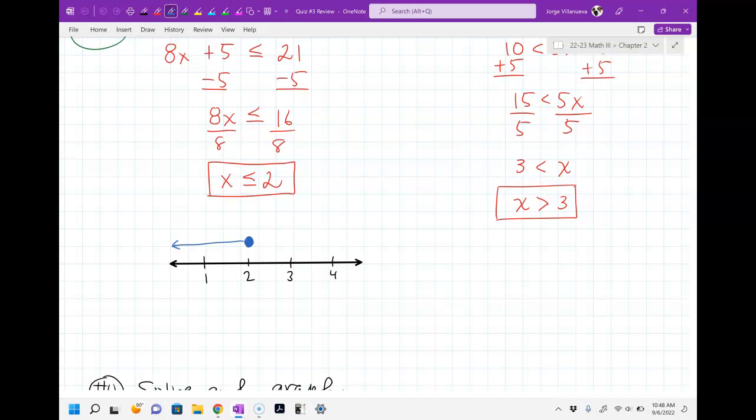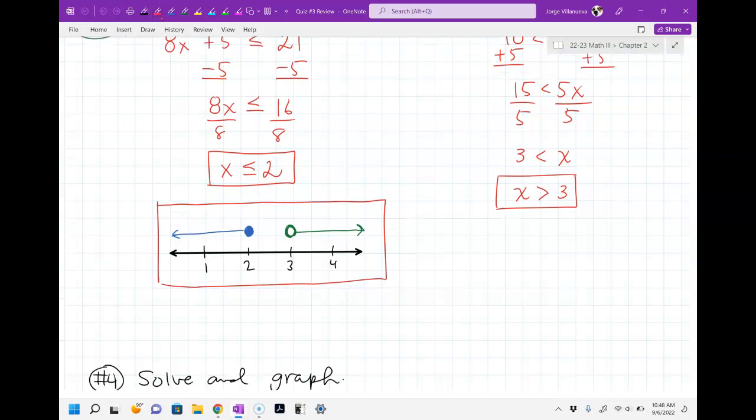And then for the other one, x greater than 3, that's going to be an open circle. And greater than goes to the right. And this is going to be your answer. Okay, so x less than or equal to 2, x greater than 3, and it looks like that. Remember, ORs tend to go opposite directions, ands tend to go towards each other.